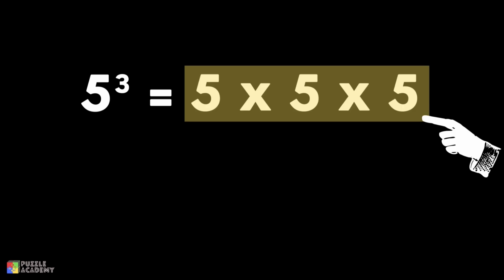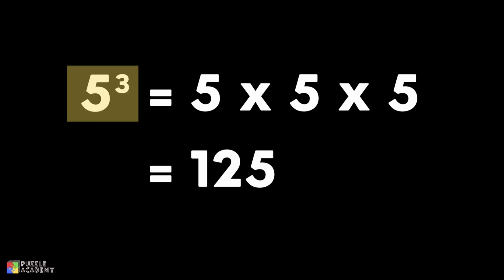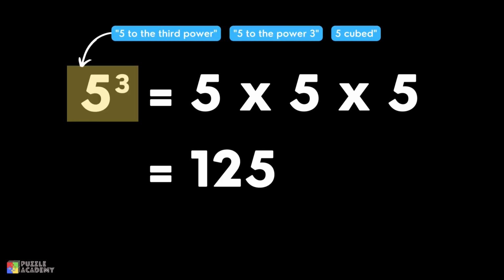Let's have some more examples. The first one is 5 cubed, and that is equal to 5 times 5 times 5, and that is equal to 125. In other words, 5 cubed could be called 5 to the third power, or 5 to the power of 3, or simply 5 cubed.